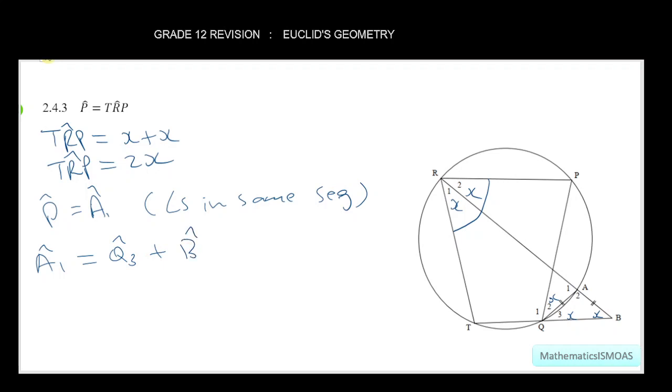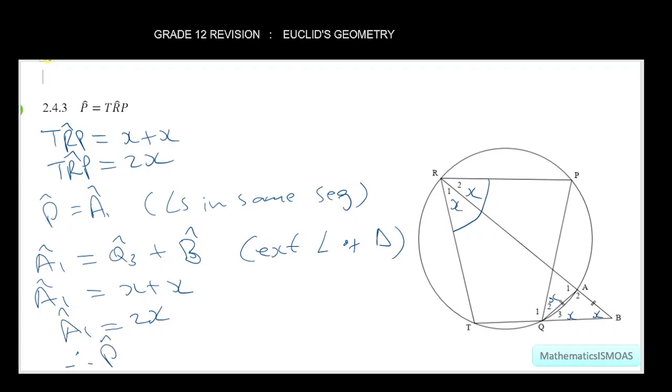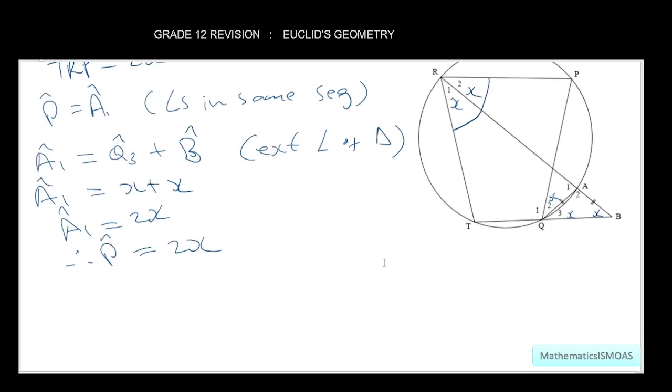Also this one, don't just say X plus X, more especially if you are not going to mention that you are now working in triangle AQB. Just first be very specific that angle A1 is equal to angle Q3 plus angle B. The reason being, this is the exterior angle of the triangle. Then angle A1 will be equal to X plus X, which is equal to 2X. Therefore, this means angle P will be equal to 2X, since angle P is equal to angle A1.